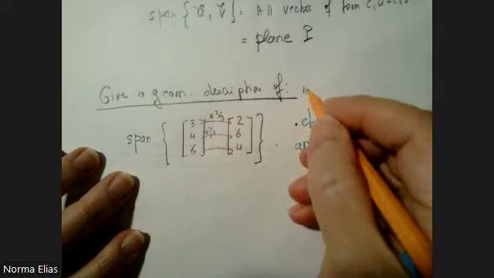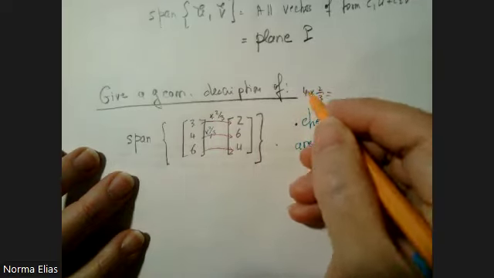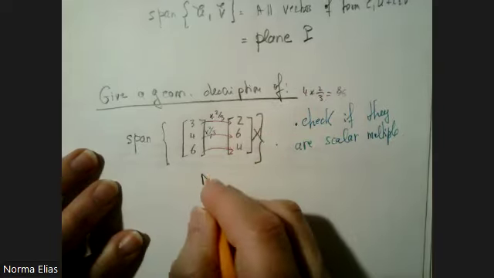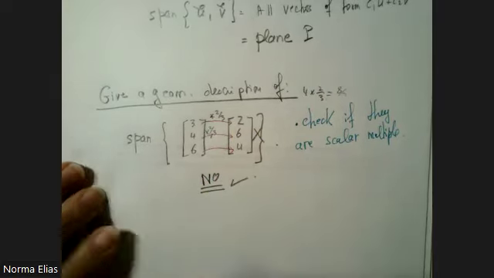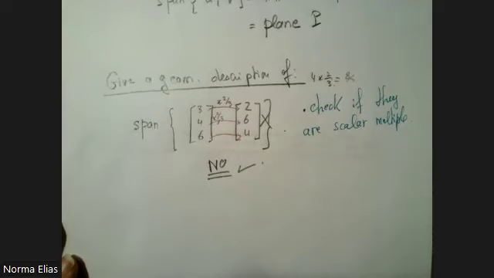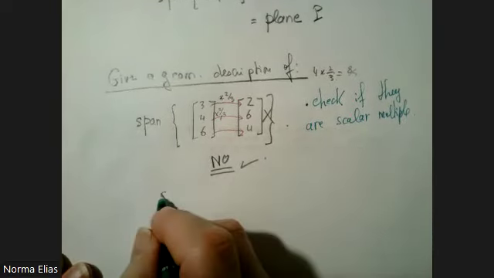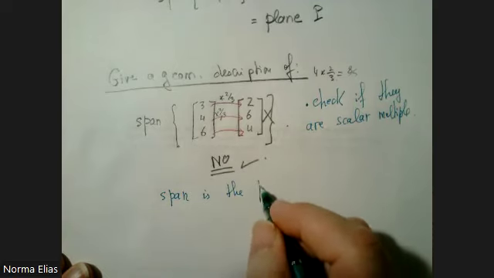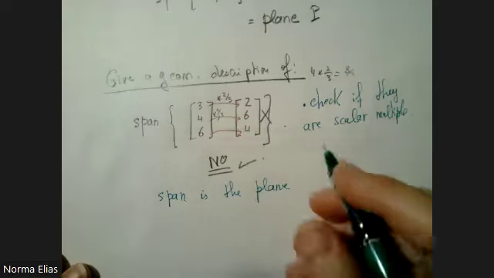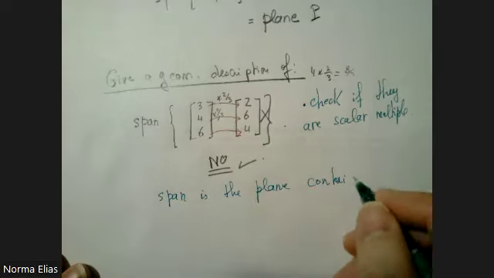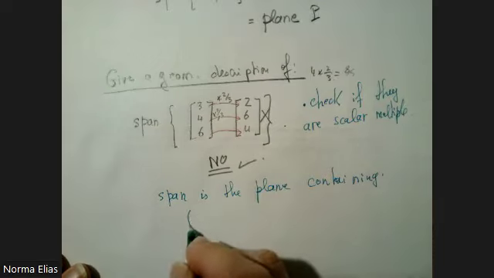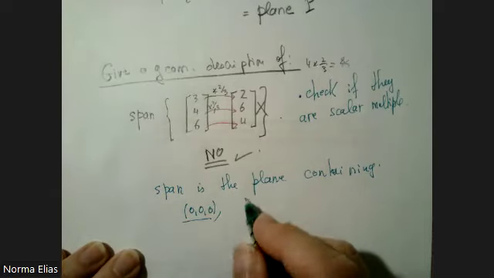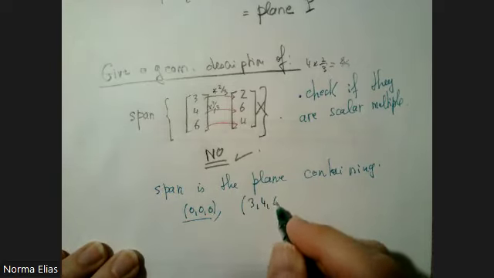So if I take 4 times 2/3, I will get, of course, 8/3. So no. So what does it mean? It means that the span is the plane containing the origin, and this time, because I have values, I'm going to write it this way to be very clear, containing the origin, containing 3, 4, 6.